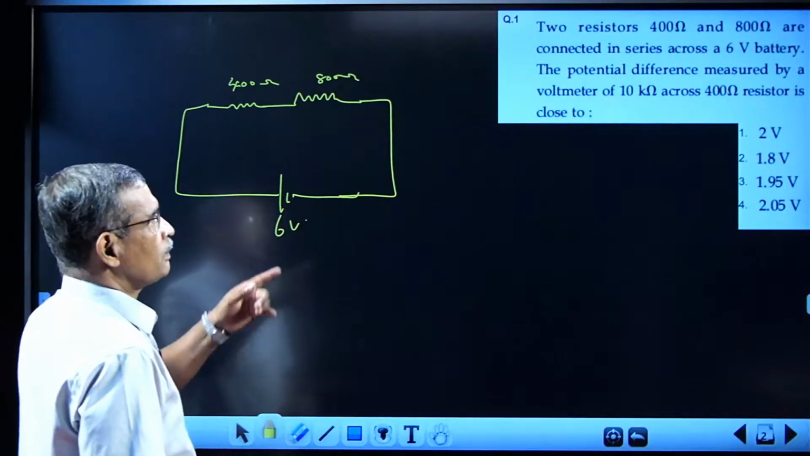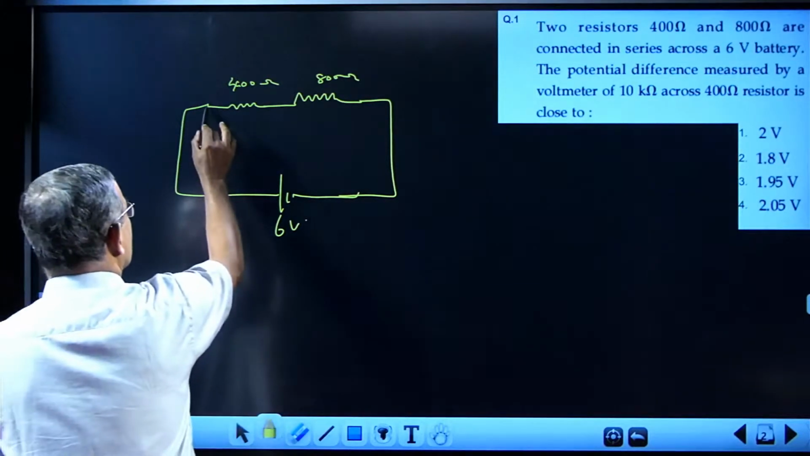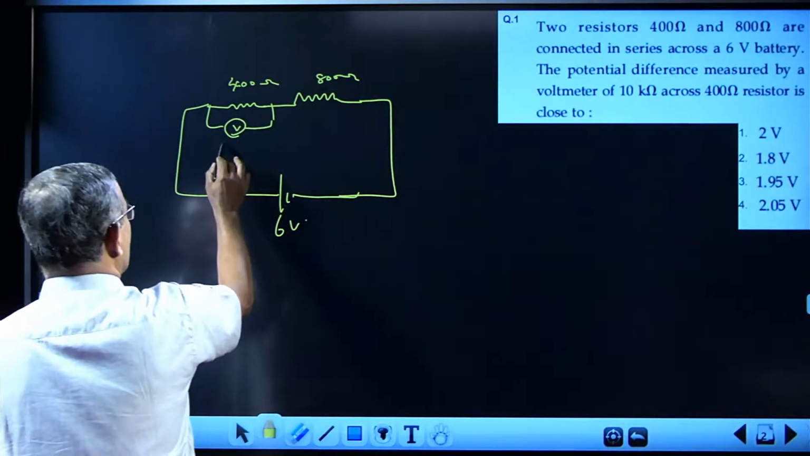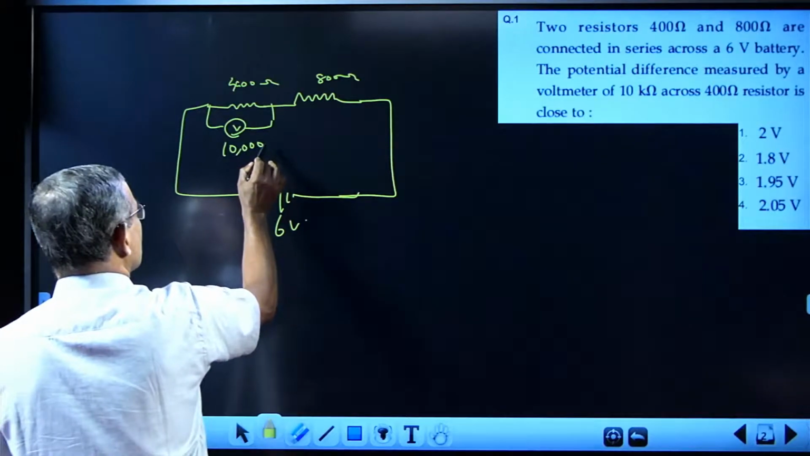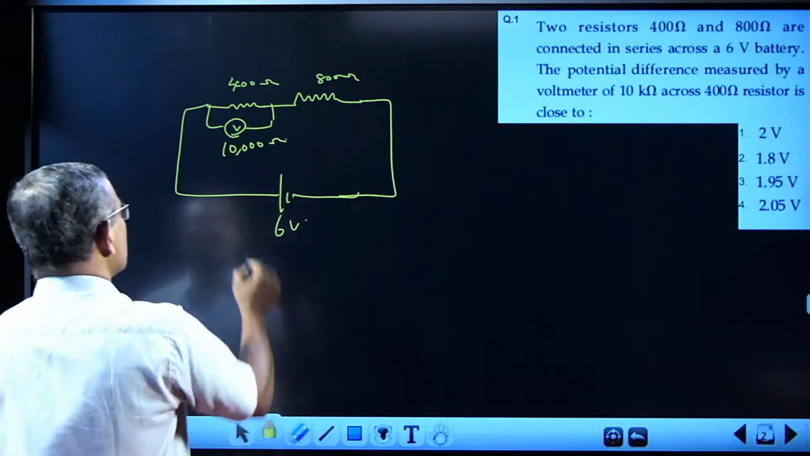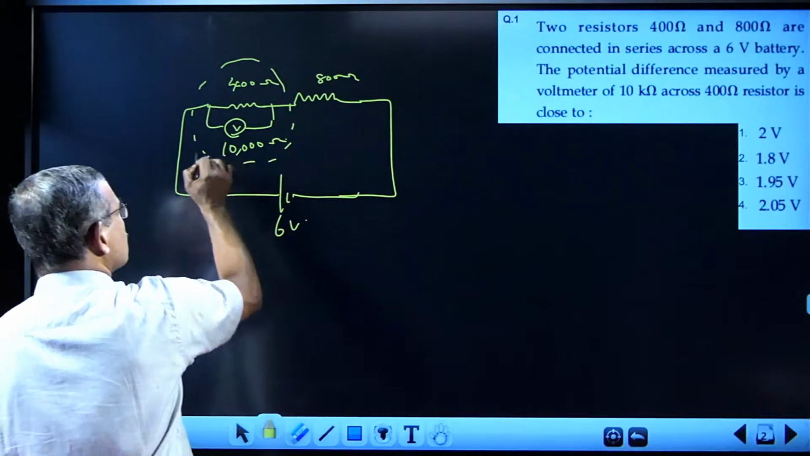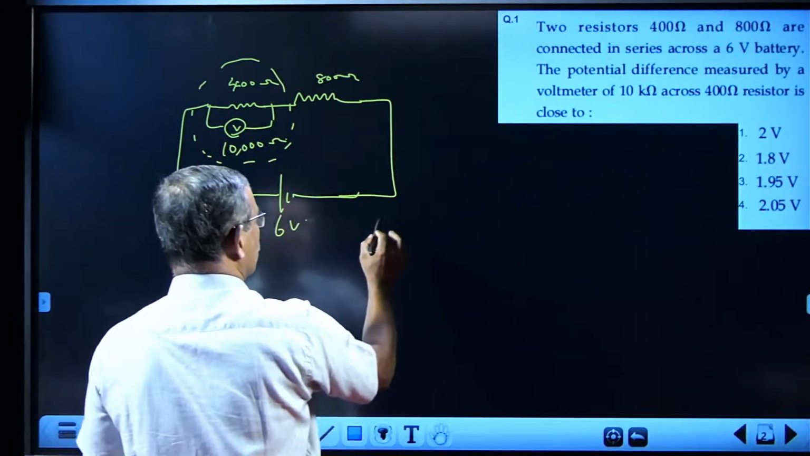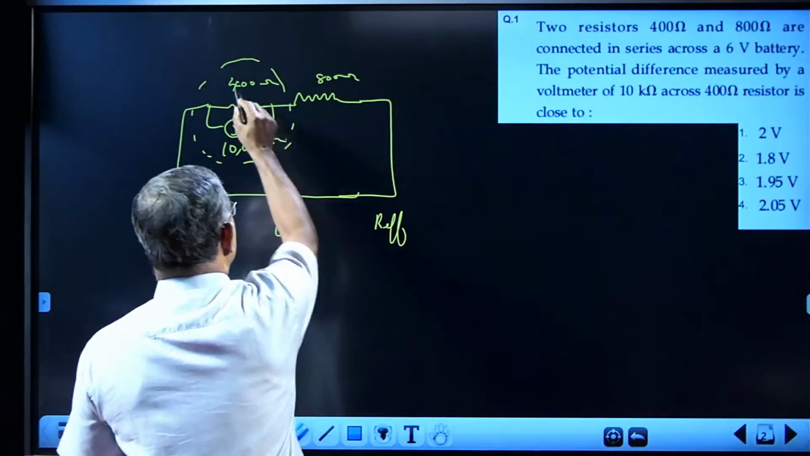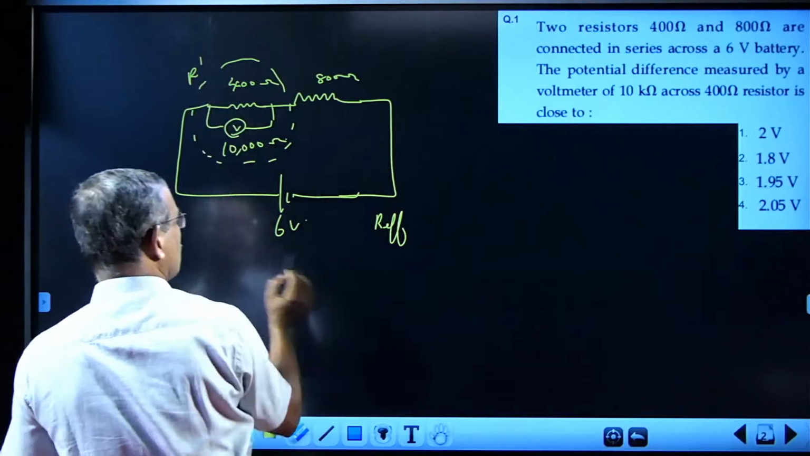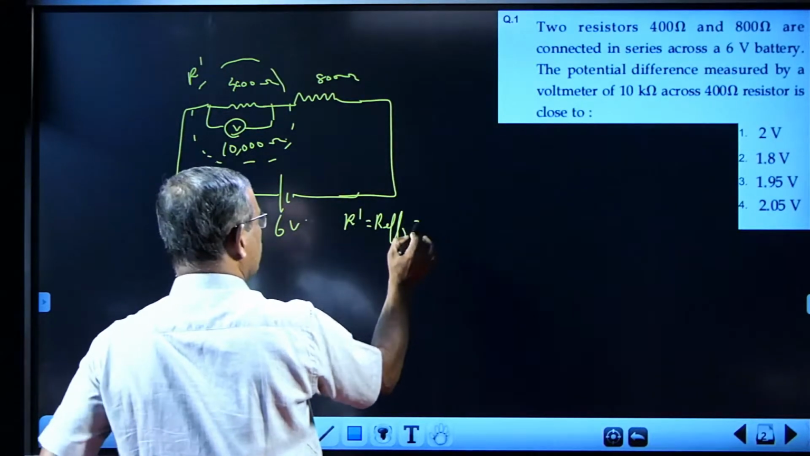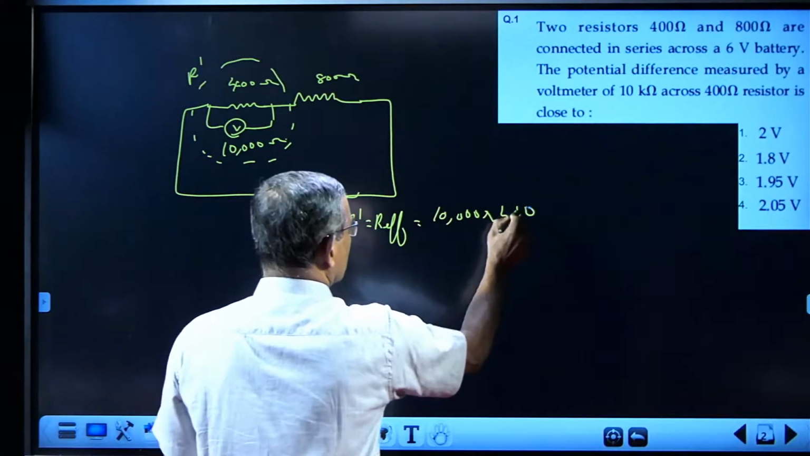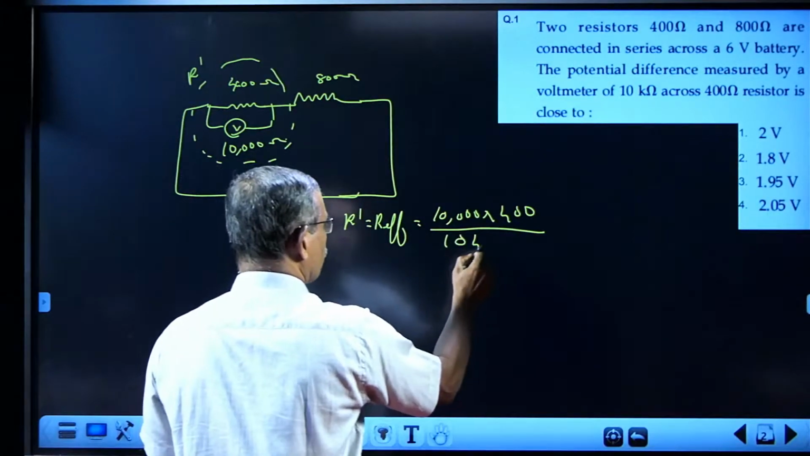But it is given that the potential difference is measured by a voltmeter. Here we are going to connect a voltmeter across this, and its resistance is 10,000 ohm. Then what is the effective resistance of this part? Effective resistance R effective of this part, R dash if I call, is given by R1 R2, 10,000 into 400 by 10,400.